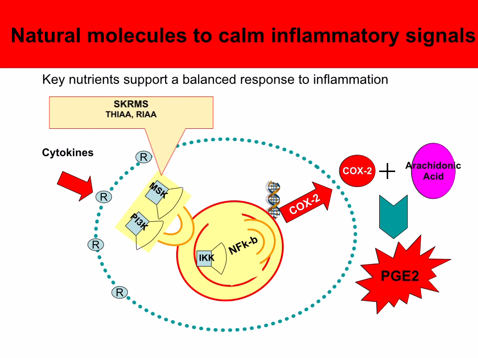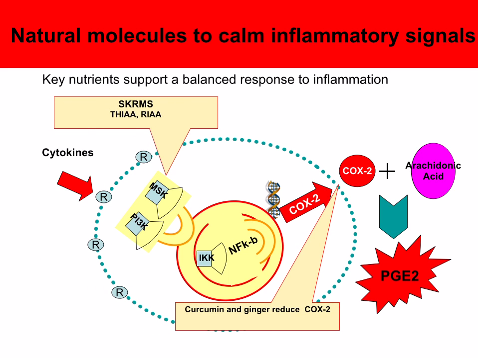The SCRMs, RHEA, and THEA from hops are able to turn down the signaling between the specific kinases involved in inflammation, effectively reducing the production of COX enzymes and prostaglandin E2. Curcumin and ginger act by inhibiting COX activity, while omega-3 reduces the amount of arachidonic acid available to make the pro-inflammatory prostaglandin E2 by displacing it from the cell membranes.